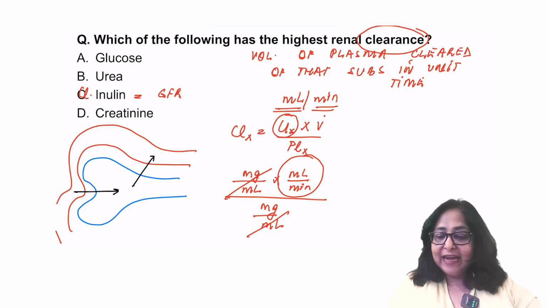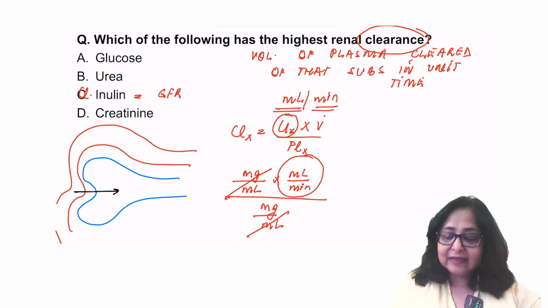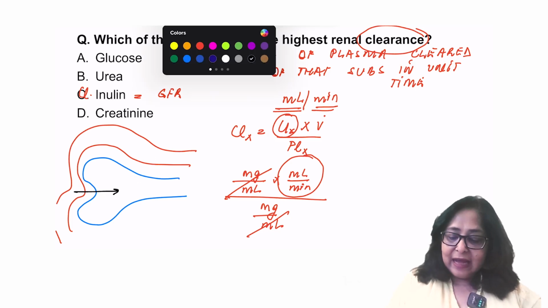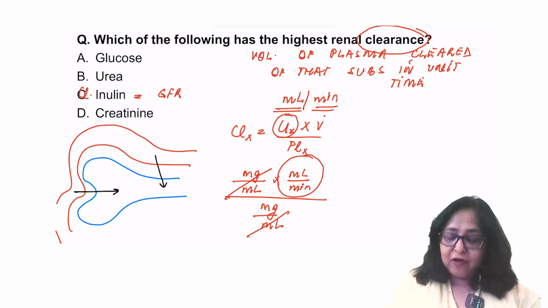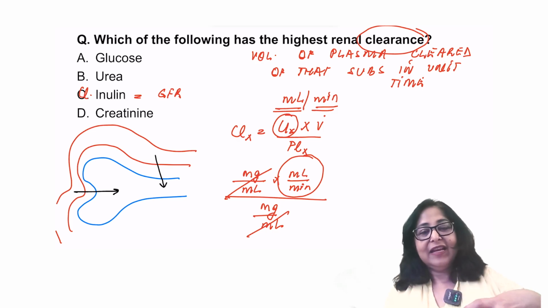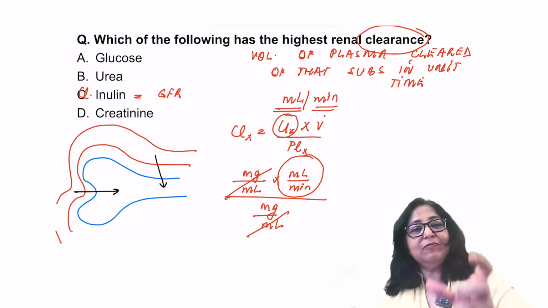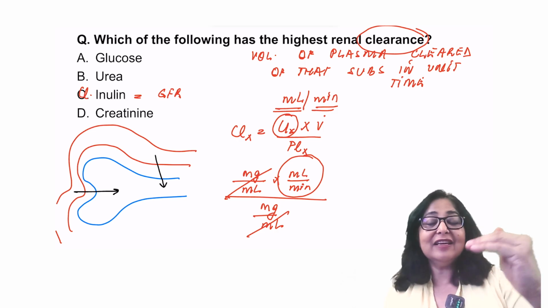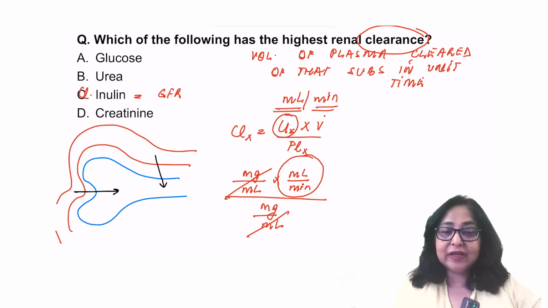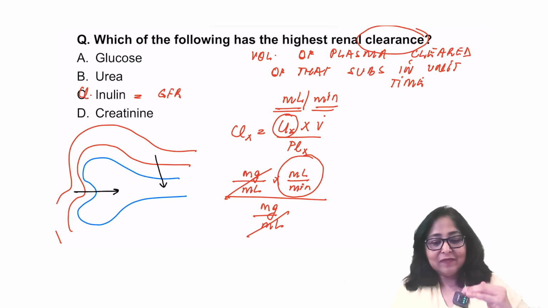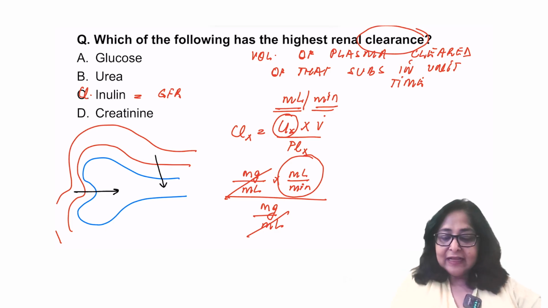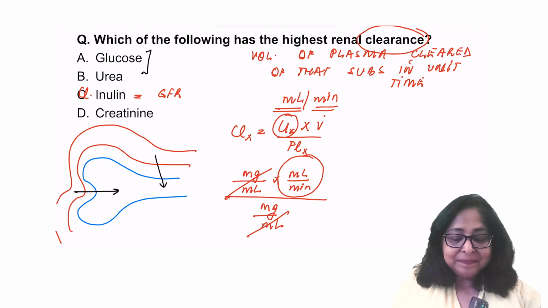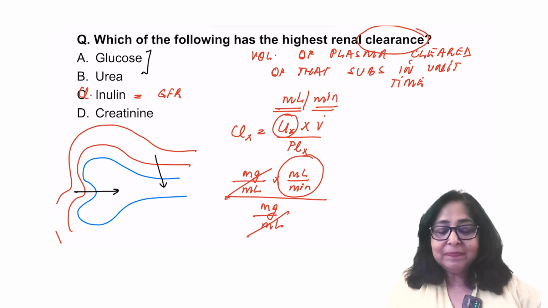And similarly, any substance which is secreted, that means from the plasma it enters into the tubule. If it is secreted, then the volume of plasma cleared of that substance in unit time will now increase. It will be more than the clearance of inulin. So all reabsorbed substances have clearance less than the clearance of inulin, such as glucose and urea. These are both reabsorbed.